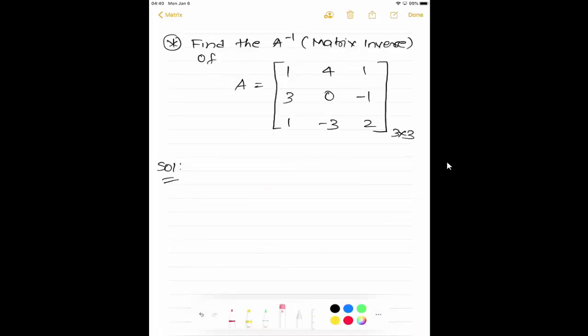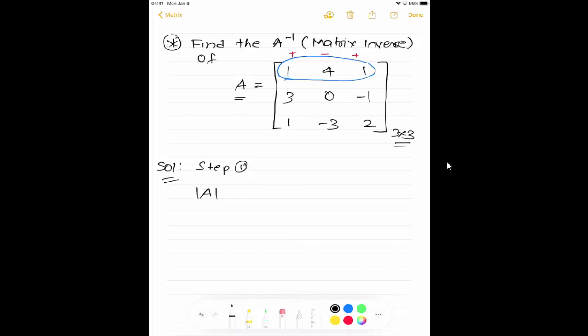We have to find the A inverse, that is the matrix inverse. You can see the A value is provided here. The matrix is a 3 cross 3 matrix. First step, we have to check whether this matrix is a non-singular matrix or not. For that, we have to calculate the determinant. In order to calculate the determinant, we have to consider the first row. Then you should remember this particular sign pattern: plus, minus, plus. Based on this, we'll solve it now.